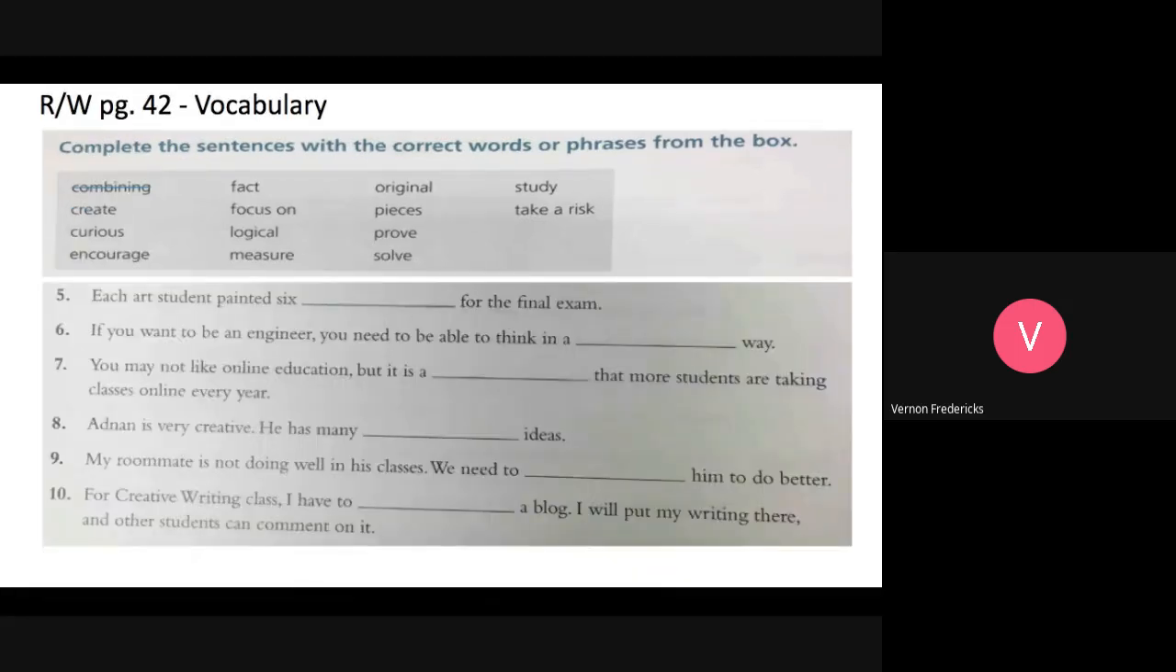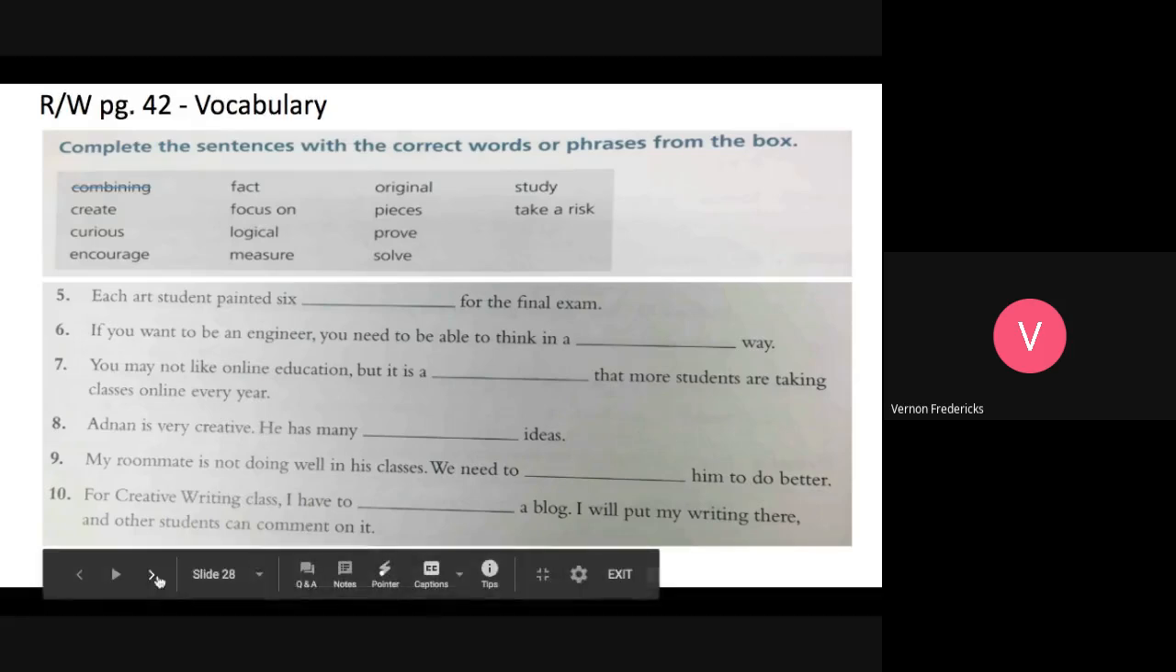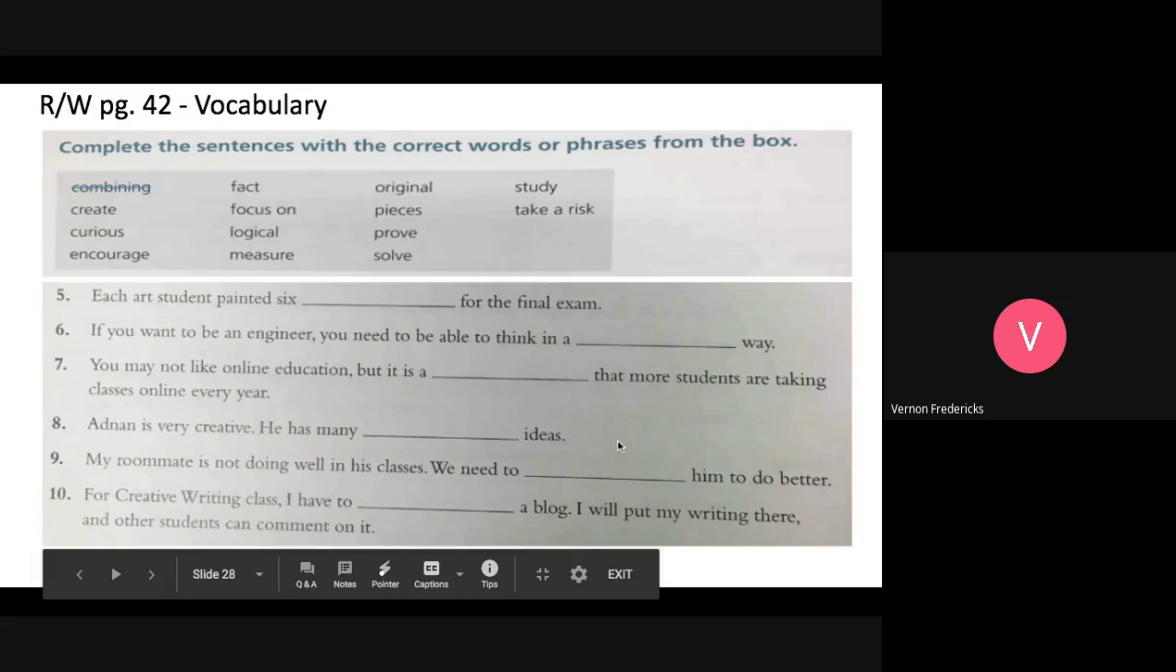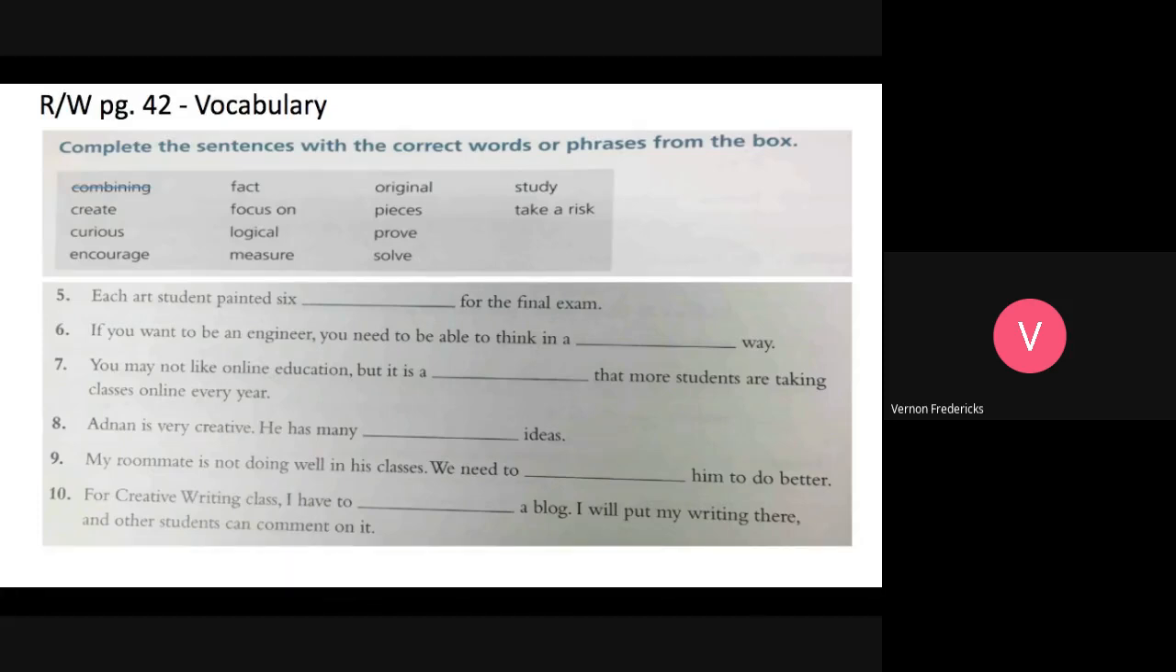Okay, we have 5, 6, 7, 8, 9, and 10. Okay, there are 11, 12, 13, and 14 on the next page. Okay, I want you to do for me 5, 6, 7, 8, 9, 10. Pause this video, please. Pause this video and do for me 5, 6, 7, 8, 9, 10.